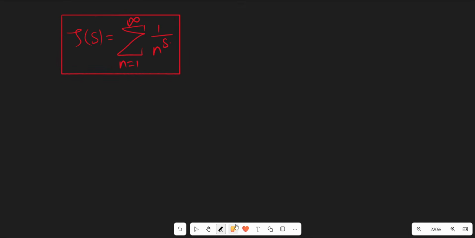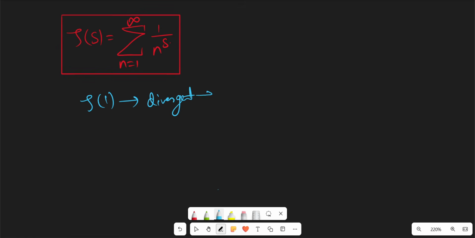This looks easy, but when you evaluate it for integer values of s, when you put s equals 1, the series diverges, and when you put s equals 2, we have the Basel problem. Zeta of 1 is divergent, it goes to infinity, so we don't care about that. But zeta of 2 is known as the Basel problem, and it evaluates to pi squared over 6. We are not going to talk about this in this video, but we'll try to talk about it later.